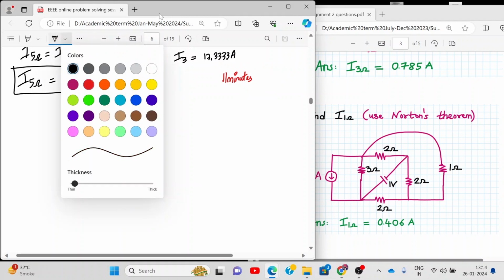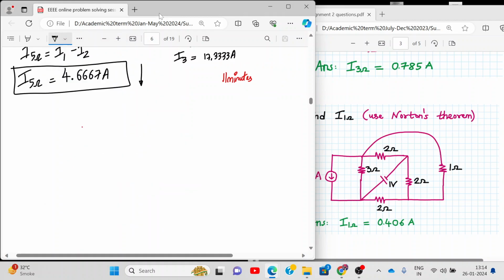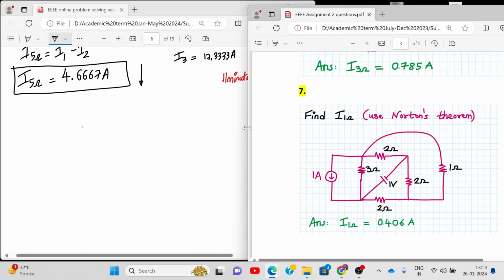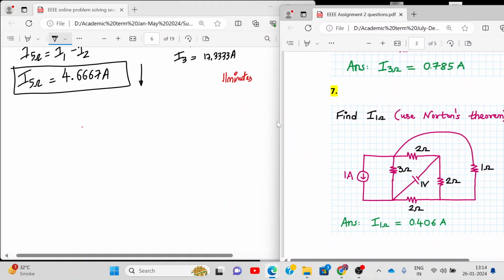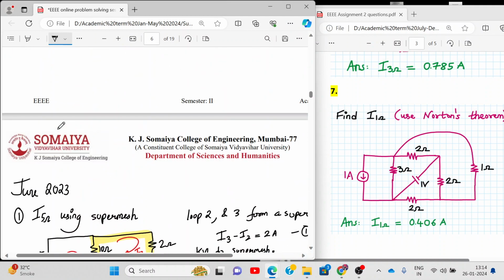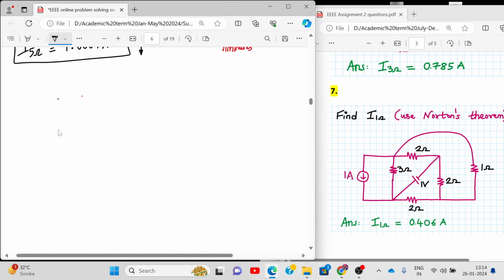This was an assignment numerical which I've given to students last time. Not for marks, but for practice. So let's solve this for today. And that will be the last numerical for today. So find I of 1 ohm resistance using Norton's theorem. So please draw the diagram, please.